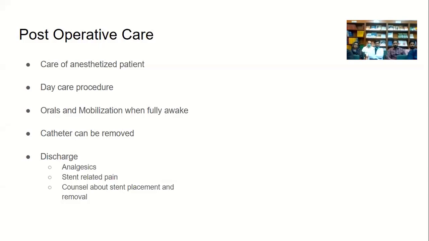On the discharge slip, we give analgesia. If we have placed the stent, then the patient should be counseled in detail about the stent and its removal. Moreover, recent studies say that postoperative antibiotics are not indicated in case of URS.